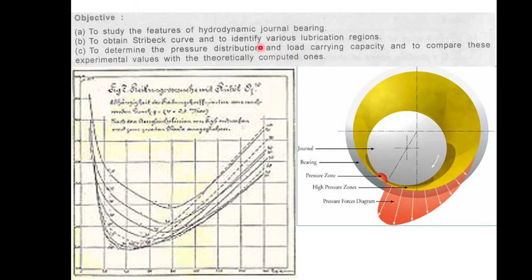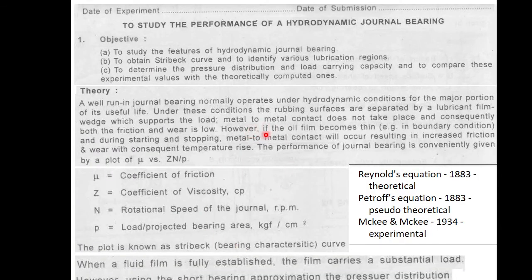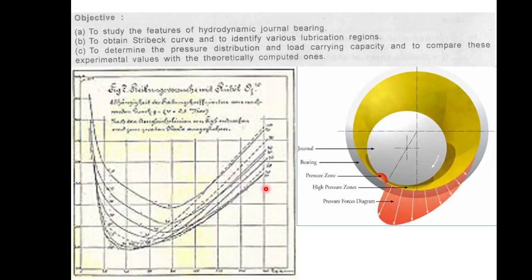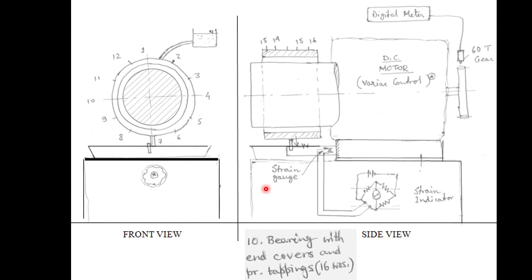That part is also there in your report, that is not shown here. But this is what is known to you. You go back to the theory part in your textbook or other sources, you will find that theory. So this is one part of the experiment.